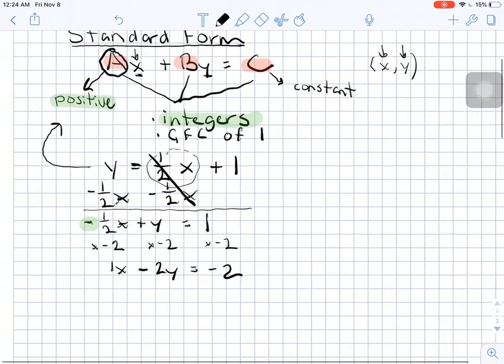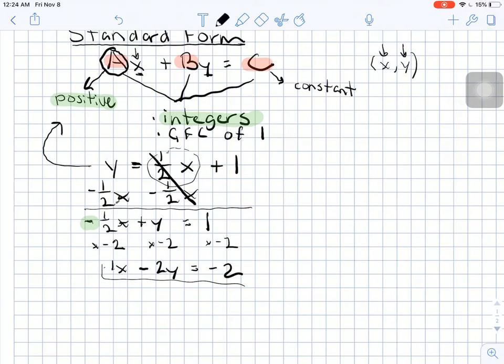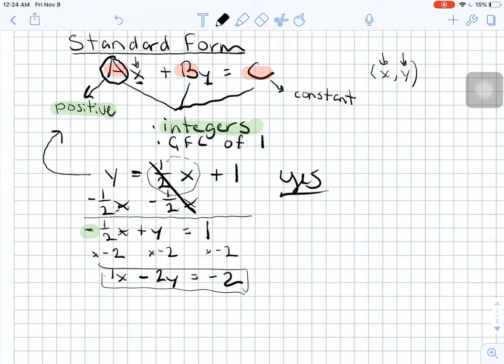Now we can check this again. Okay, we have a and b on the left side together. We have c on the right side. Everything's integers. The greatest common factor of 1 and negative 2 is 1. So that means that is in standard form, which means, yes, this original equation is a linear function because we can put it in that standard form format. If you had an equation and you tried to rearrange it and you couldn't get it to go in that format, then that tells you that it is not a linear function.